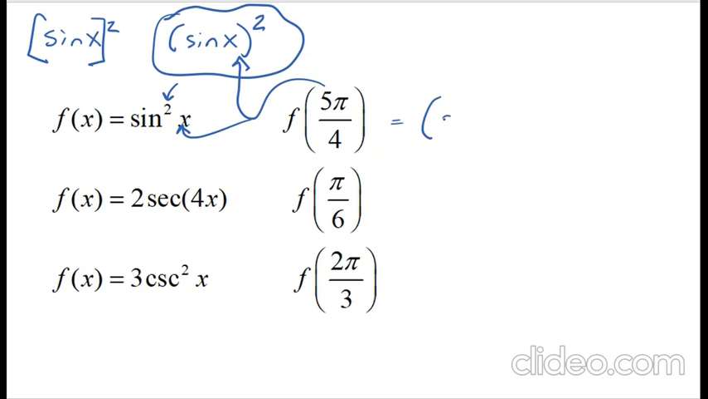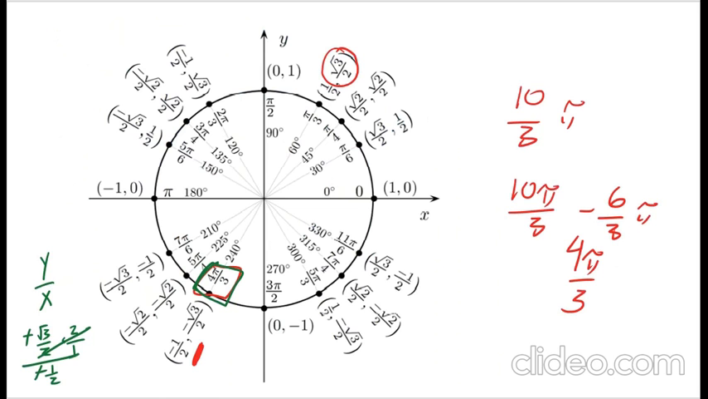So again, it would be best if I looked at it like this: sine of 5 pi over 4, and then square that value. So of course I'm going to go to my unit circle. I'm going to find sine. I'm going to find 5 pi over 4. 5 pi over 4 is right here. Sine is the y-coordinate, negative radical 2 over 2.